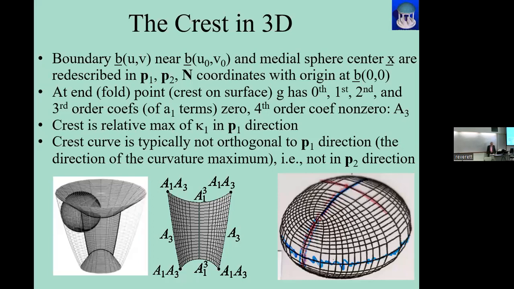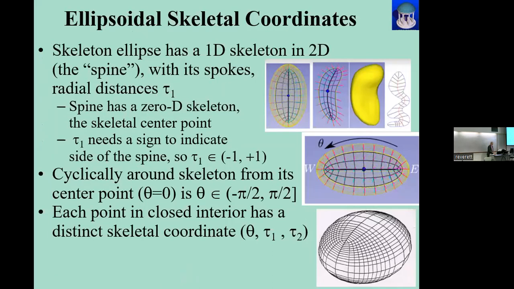I told you last time that when we make that transformation, we want to make sure that the vertices of the ellipsoid go into the vertices of the target object. We want to make sure that the crest, which we know formulaically, of the ellipsoid, goes into the crest on the object.